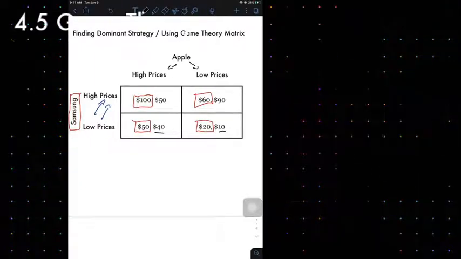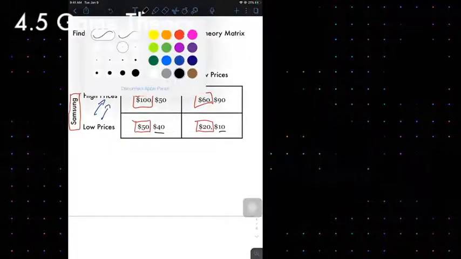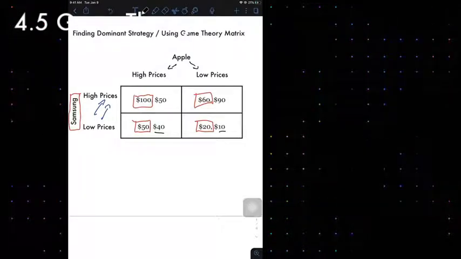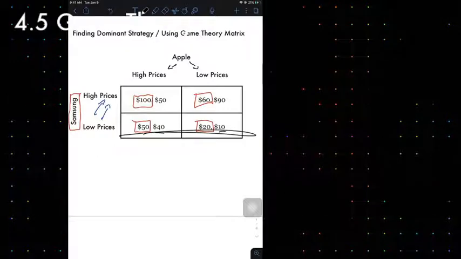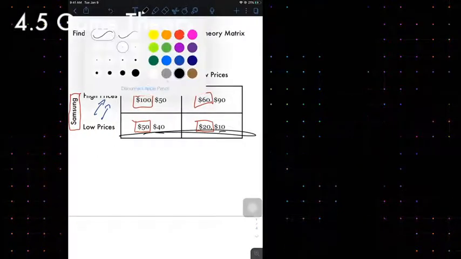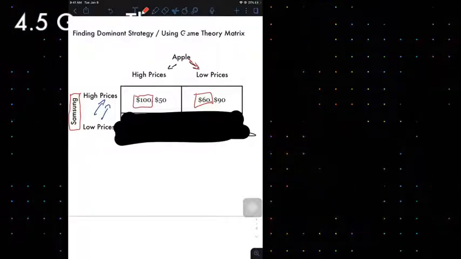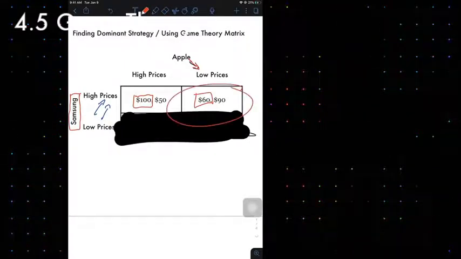Now, just because Apple doesn't have a dominant strategy does not mean that we cannot figure out what's going to happen. We can figure out what's going to happen because we know that Samsung is going to go high no matter what. And when Samsung goes high, I cover up the Samsung low numbers, and we know that when that happens, Apple is going to want the $90 of profit instead of the $50 of profit, right? And so what this ends up being is the result, right? When Samsung goes high, Apple goes low, and we call this result the Nash equilibrium.